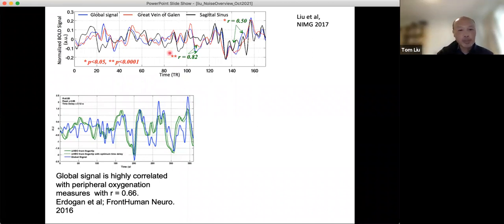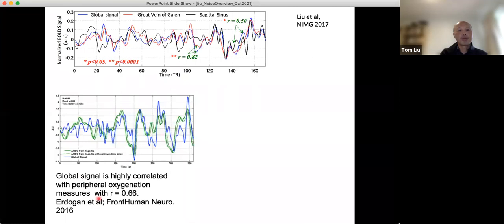I believe this was, yeah, this was in the fingertip. And so you're seeing in blue the global signal, and in green is actually measuring oxygen at your fingertip. Okay, and so you see that's very highly correlated. So you have this brain signal that you spent $1 million to get the equipment to measure, and then you can take this very low cost pulse oximeter and get a very similar measurement.